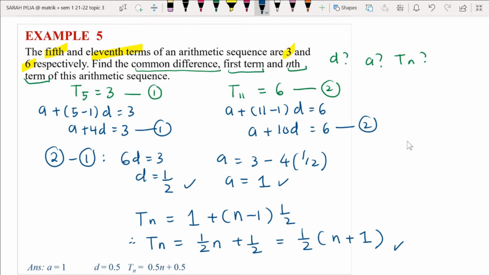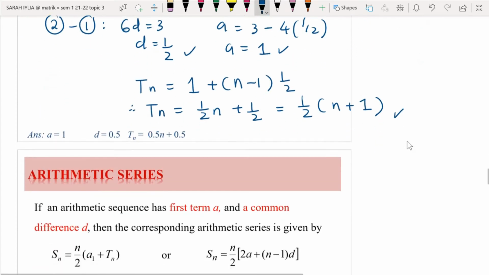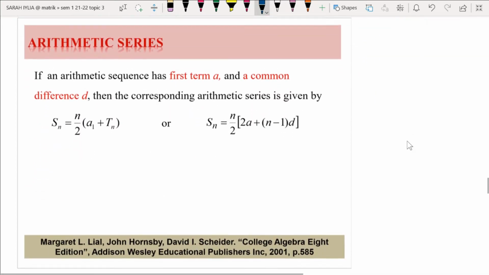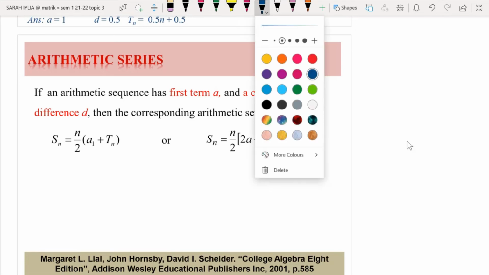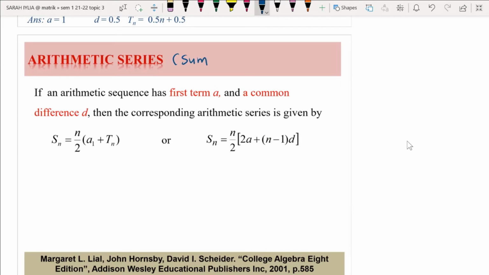Senang je sebenarnya. Make sure boleh dapat info dari soalan. Soalan dah bagi apa, soalan nak cari apa. Kita pergi seterusnya. Arithmetic series. Formula yang kedua. So, formula pertama tadi, Tn. Now, kita masuk second formula. Sum of n term. Ataupun simbol dia Sn. So, sum of the n term Sn. Kalau nampak soalan minta sum, tahulah itu Sn punya formula.